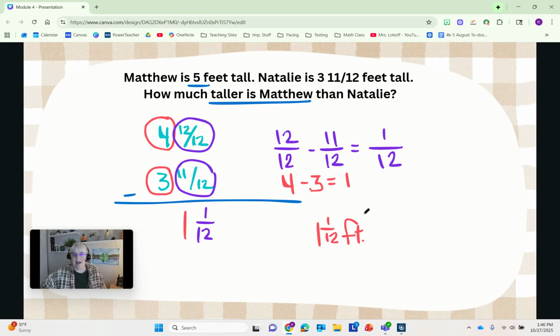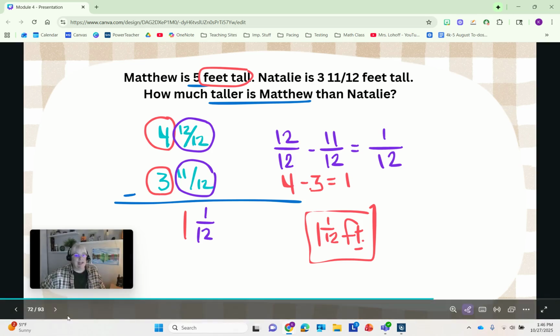Because it's a word problem, I always put my label. We are talking about feet. That is how many feet taller Matthew is than Natalie. We weren't talking about butterflies. We weren't talking about cookies, even though I do like to talk about cookies. We were talking about feet tall. So that's my label. All right, let's look at another example.